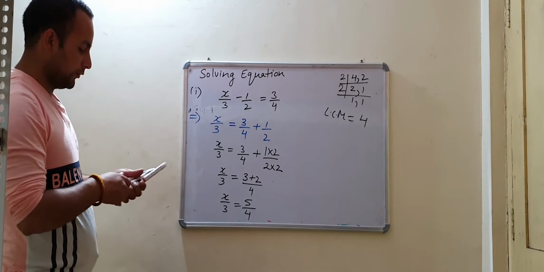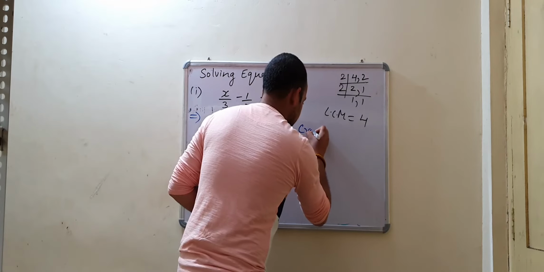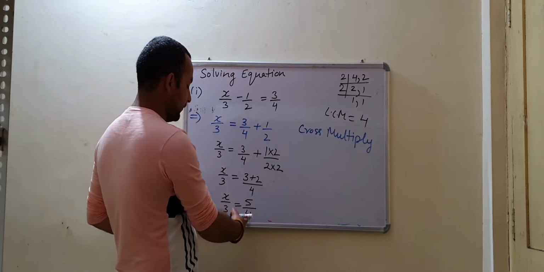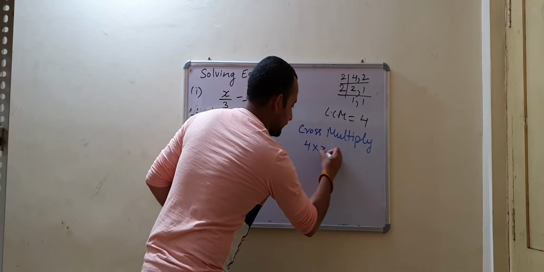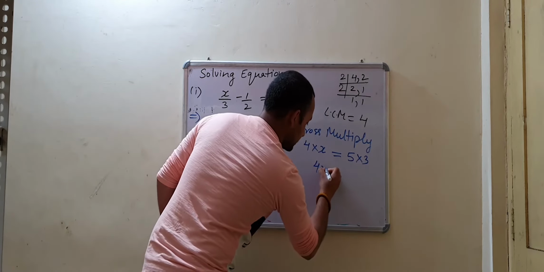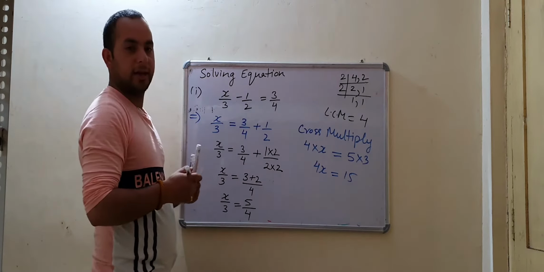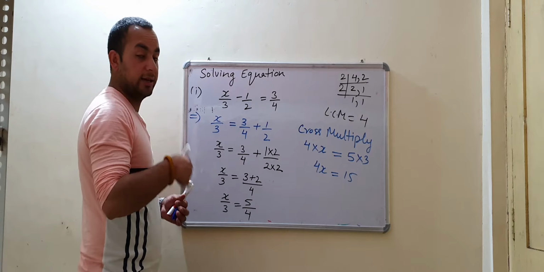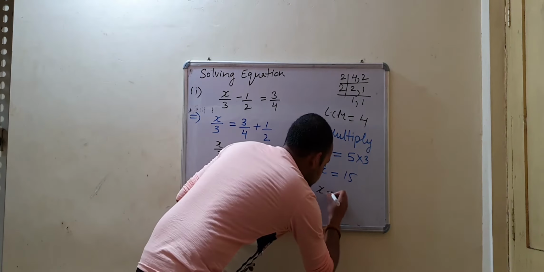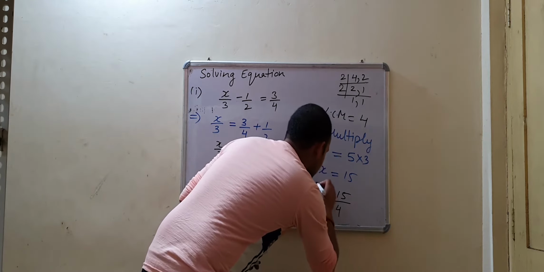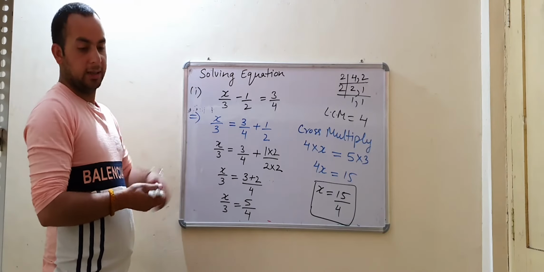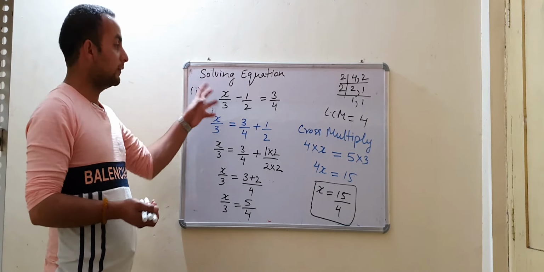Now next step, you will just cross multiply here. 4 will multiply with the variable x, and 5 will multiply with the 3. So 4 times x is equals to 5 3s are 15. 4x is multiplication on the left hand side, so when we shift the 4 to the right hand side, it becomes divide. So x is equals to 15 upon 4, and this is your answer. This is your first method of how you are going to solve this equation, right?